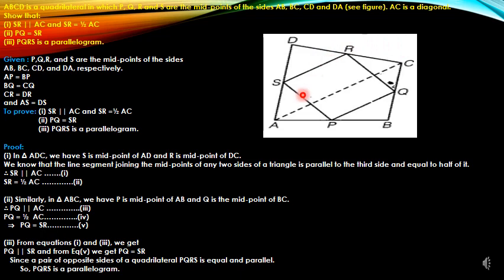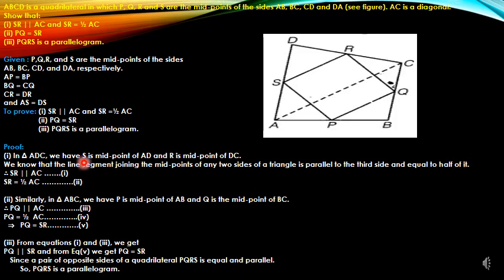Also, SR will be half of AC according to the midpoint theorem. That is what is being written here. In triangle ADC, we have S is the midpoint of AD and R is the midpoint of DC. So we know that the line segment joining the midpoints of any two sides of a triangle is parallel to the third side and equal to half of it. This is by the midpoint theorem.